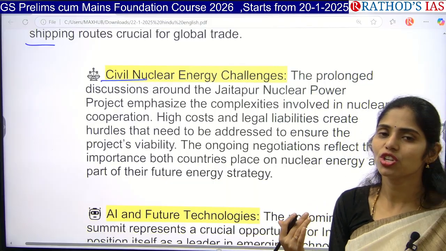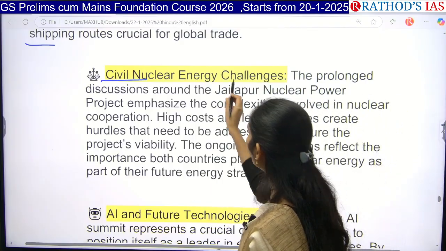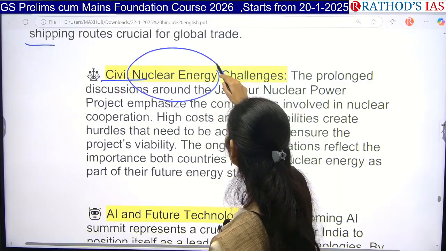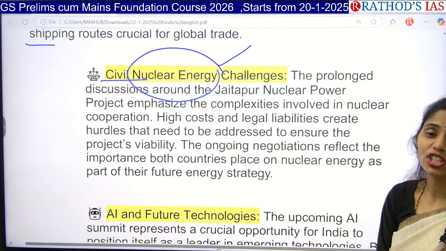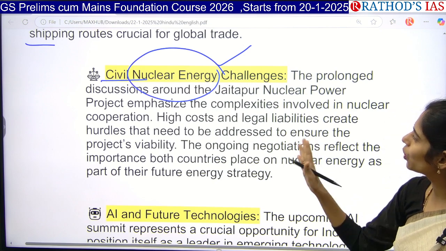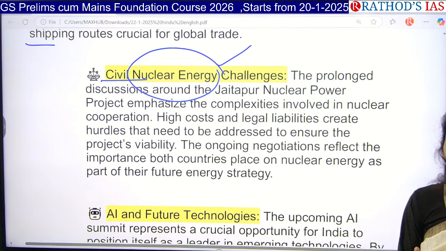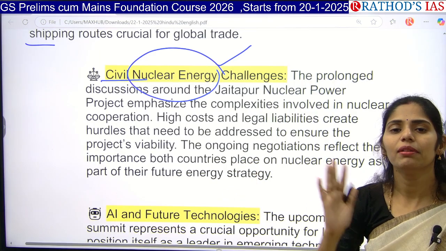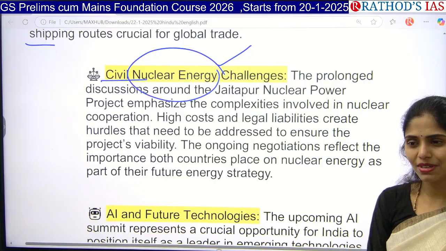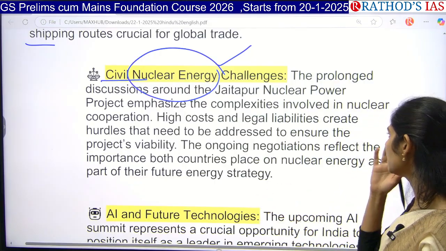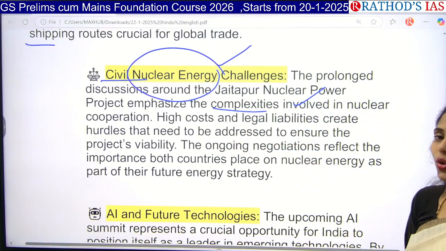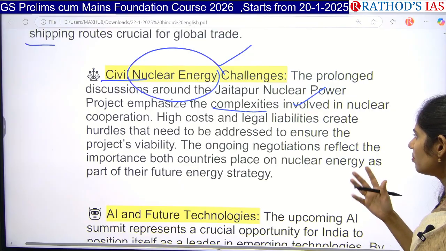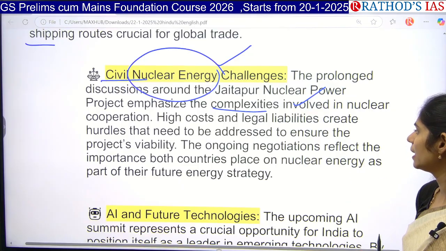There we are focusing on solar energy, green hydrogen, and we can also focus on nuclear energy. Regarding the production of civil nuclear energy, it is nothing but the energy that we are producing will be used only for civilian purposes. That means for the common people. There are lots of complexities in nuclear power, like high cost, legal liabilities, everything.